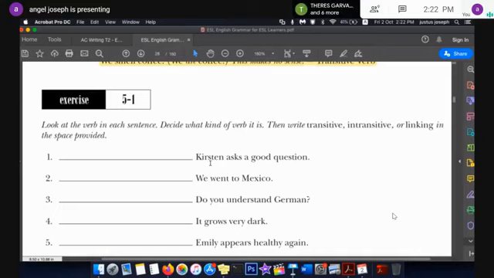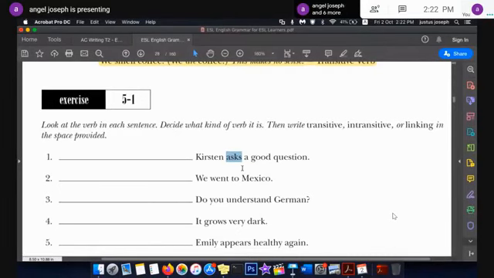So the first sentence: Kristen asks a good question. Let's check for transitive verb. What is the verb here? Ask. Great. Does it have a direct object with it? To find a direct object, you ask yourself: what did Kristen ask? A good question. So a good question here becomes the direct object. Any verb which is with a direct object is called a transitive verb.